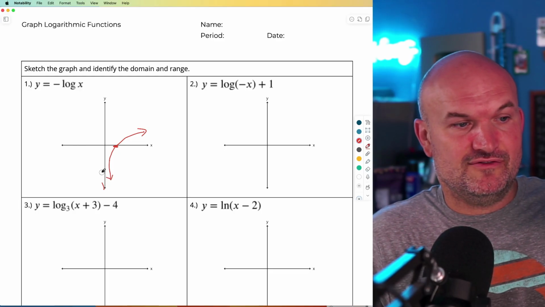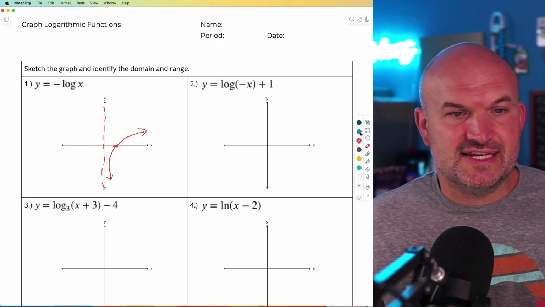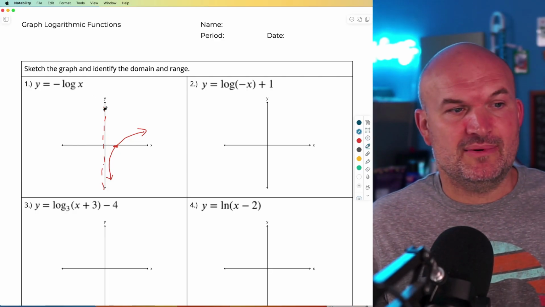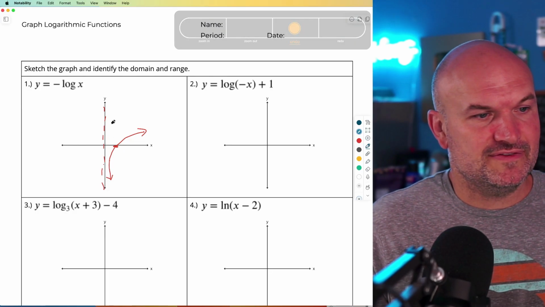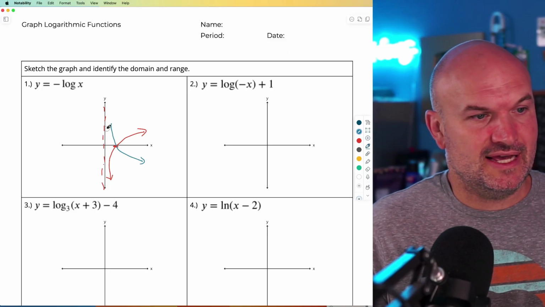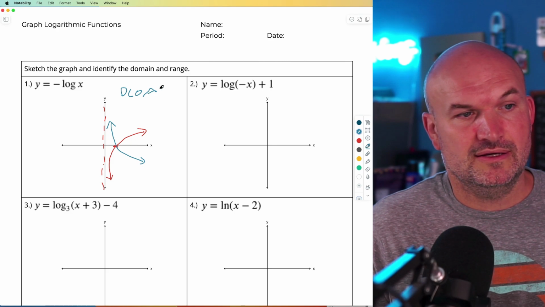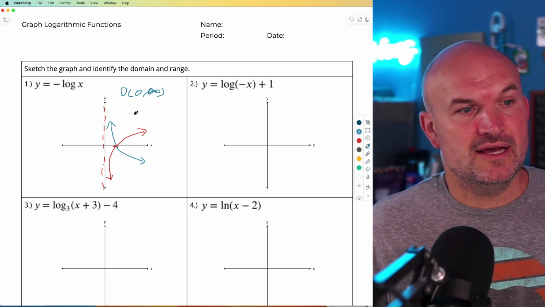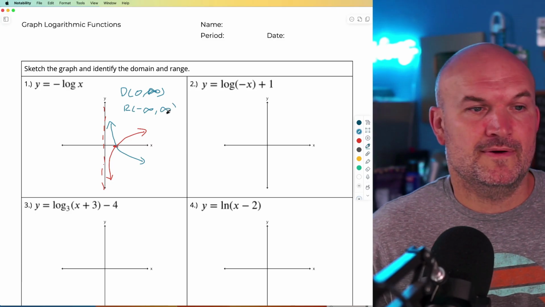Remember though, now this has a vertical asymptote where exponential had a horizontal. But in this case, now you can see we're just reflecting about our x-axis. So now the graph, oops, let's kind of redo that. Now my graph is going to look something like that. And so we can say my domain is going to be from 0 to infinity, right? There's no negative numbers in this case. And my range is going to be from negative infinity to infinity.